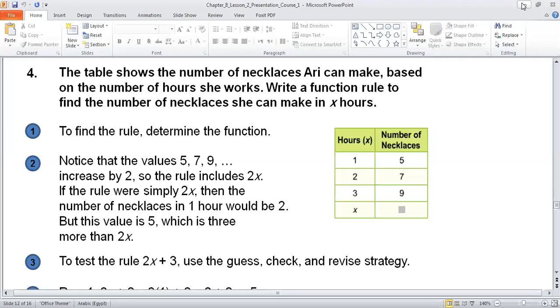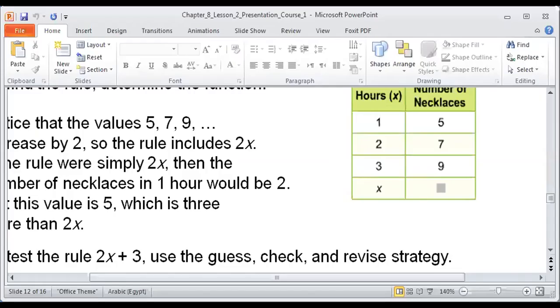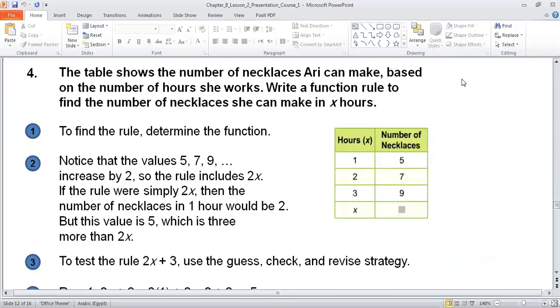So this one will become what? 11. It will be 11. How did we get that? The rule here is 2 times x plus 3. So the rule here will be 2 times x plus 3. We will multiply the number here by 2, and after that add 3.